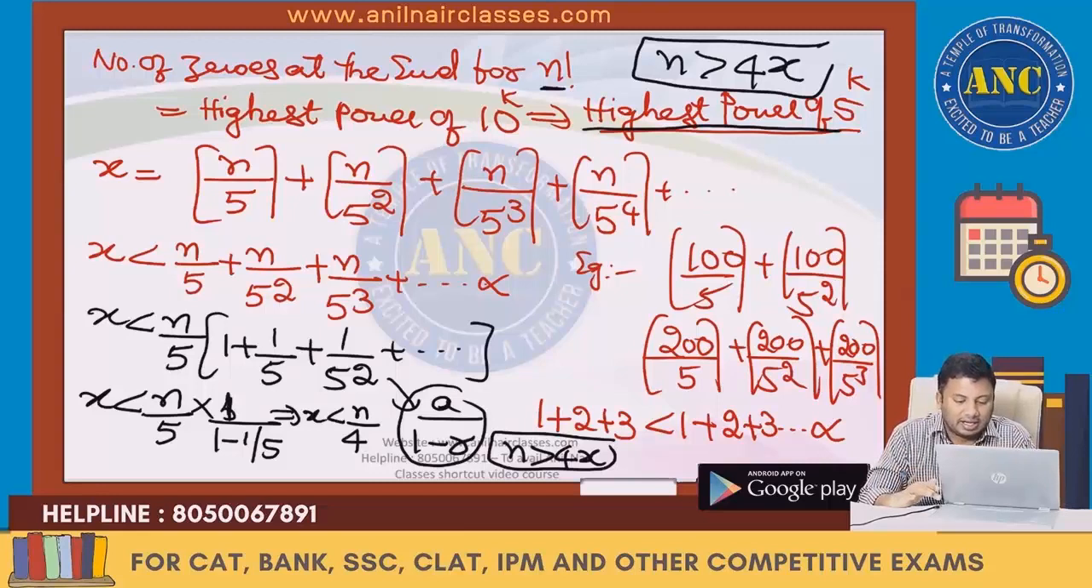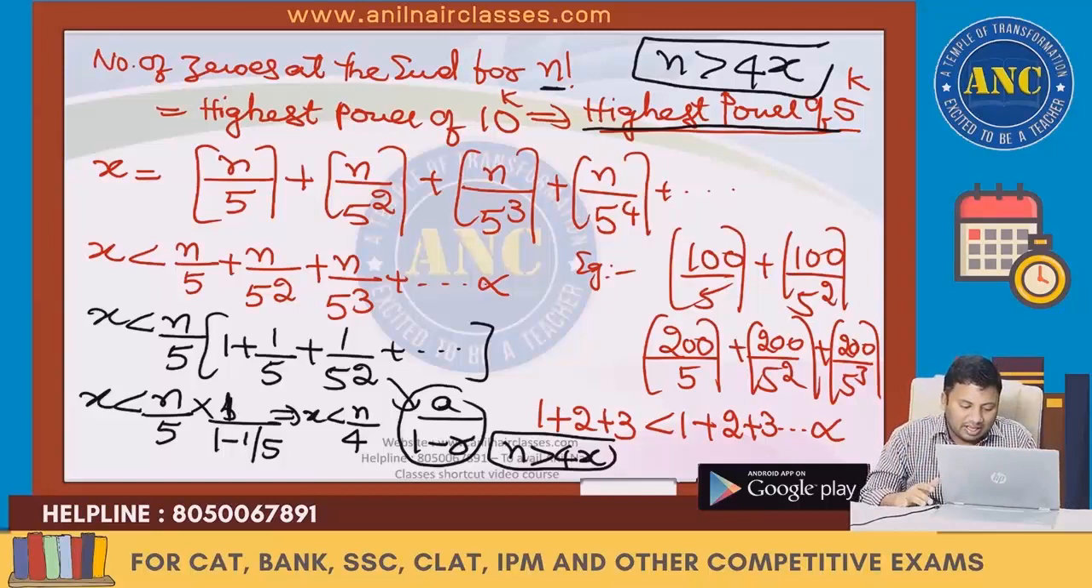If it is 100, 100 by 5 is 20, 100 by 25 is 4, and the remaining terms, 100 by 5 cube, 100 by 5 power 4, everything will be 0. So this is a finite series. The value of this series will stop at a point depending upon the value of n. Suppose n is 200, it will stop at 200 by 125. If n is 1000, it will stop at n by 5 power 4. Depending upon the value of n, that series will stop.